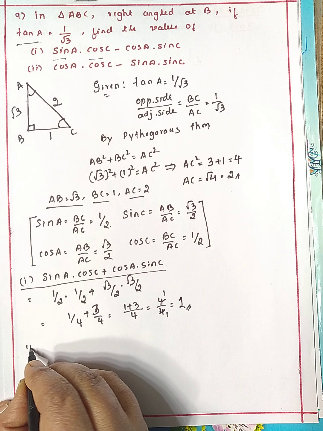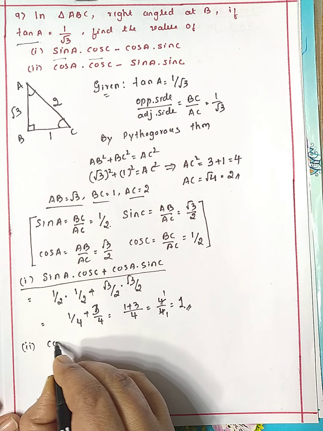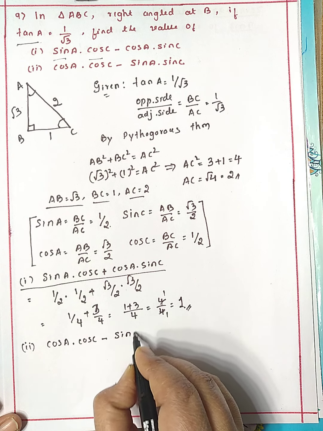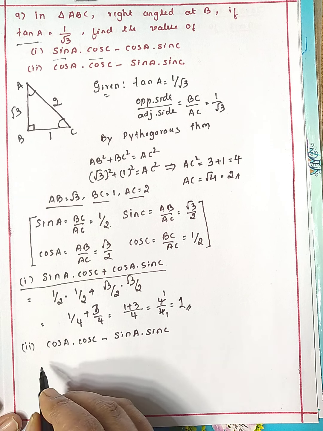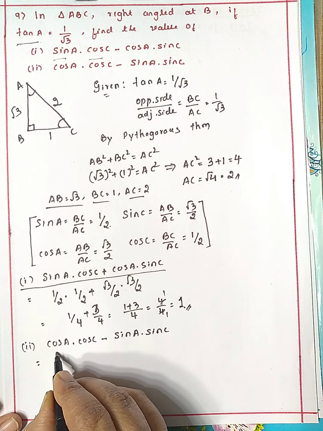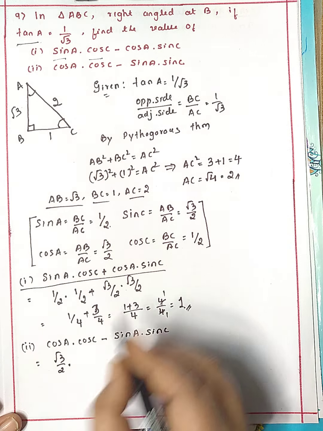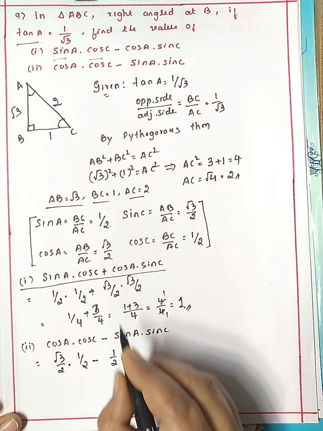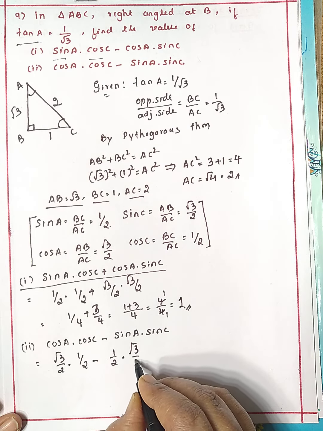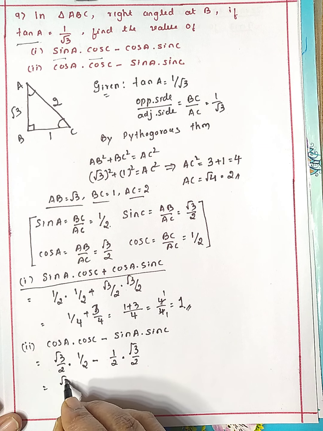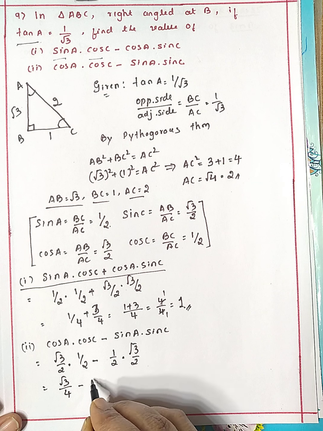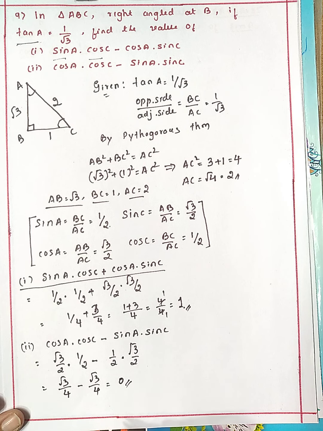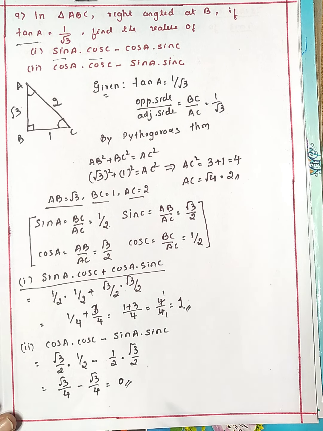Now the second question is cos A cos C minus sin A sin C. Cos A is root 3 by 2 and cos C is 1 by 2, minus sin A is 1 by 2 and sin C is root 3 by 2. Root 3 into 1 is root 3, 2 2s are 4, minus root 3 by 4, this is 0. You will get the answer for the second question, 0.